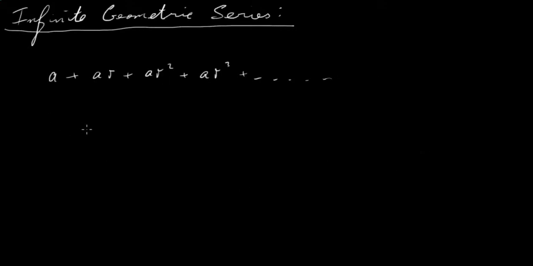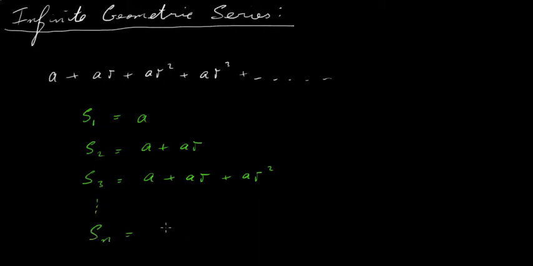If we were to take the sum of the first term, it is simply going to be a. The sum of our first two terms is going to be a plus ar. Sum of our first three terms then is going to be a plus ar plus ar squared. And so on. We can continue this down to Sn, the sum of the first n terms, which is going to be a plus ar plus ar squared, and so on, all the way out to ar to the power of n minus 1.